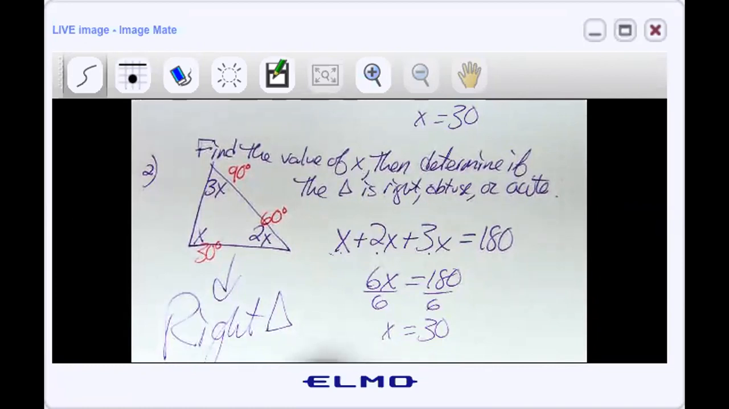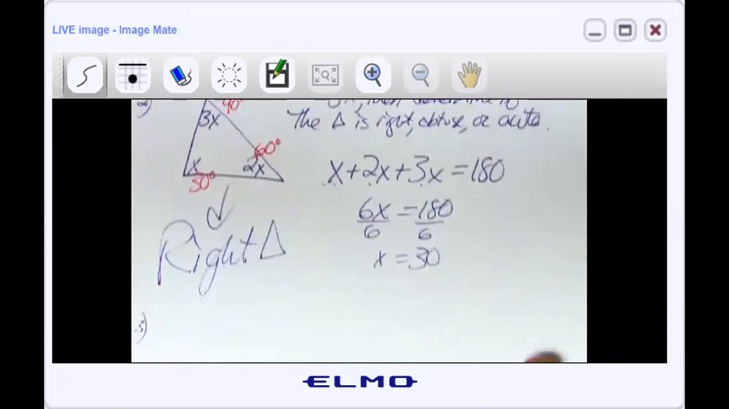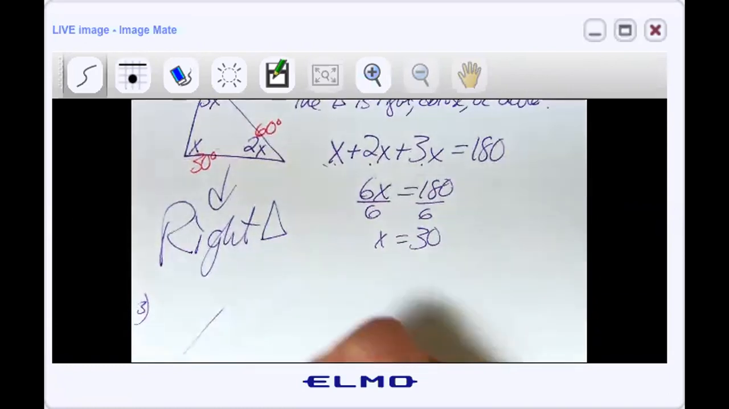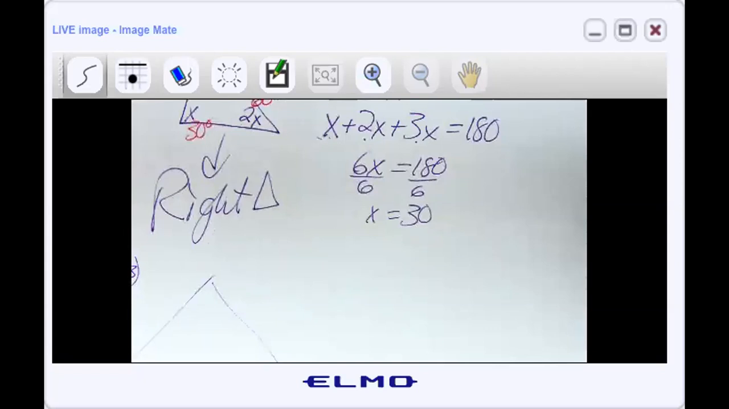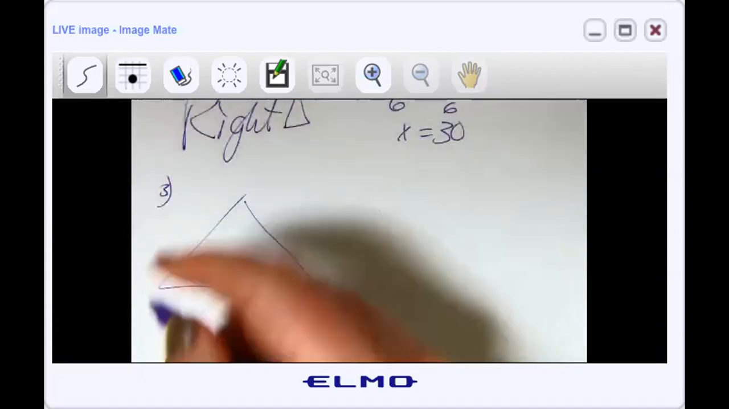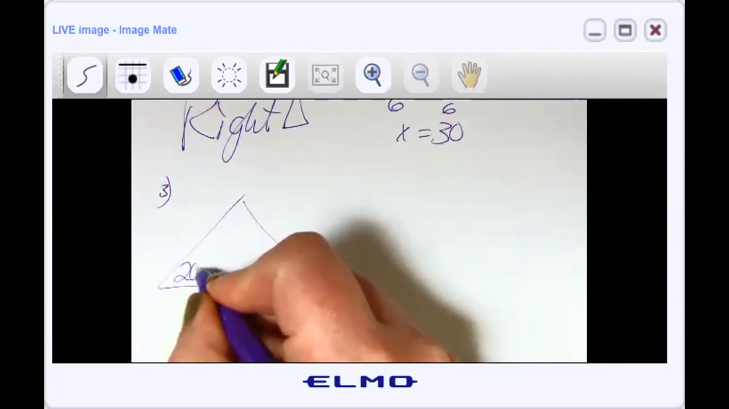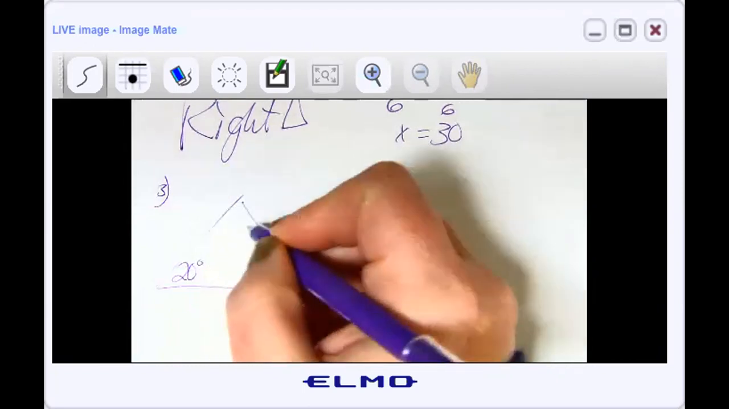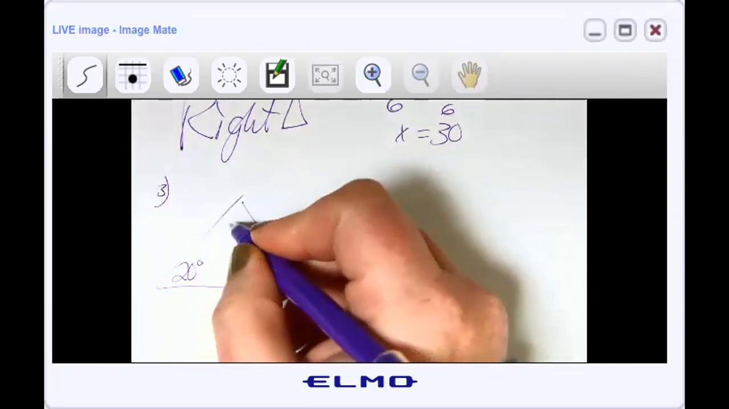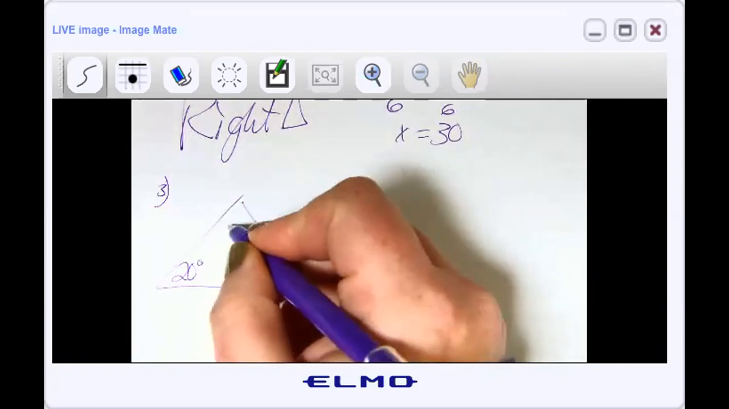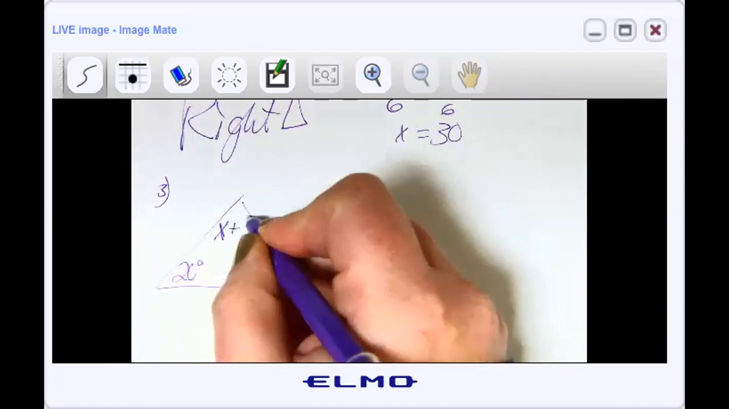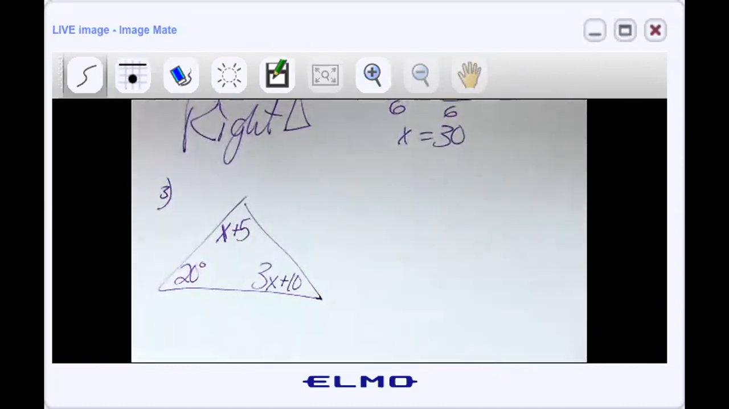Okay, let's try one more. And this time, again, I'm just going to give you some random triangle. Let's say that this one's, I don't know, 20 degrees. This one's 3x plus 10. And this one's going to be, oh, I don't know, how about x plus 5. Whatever. So those are my 3.